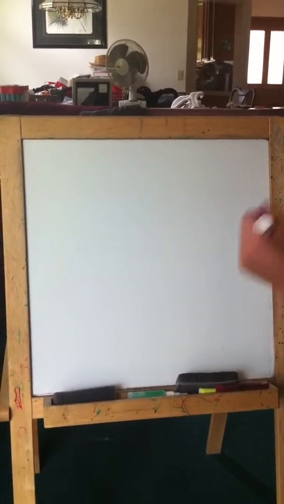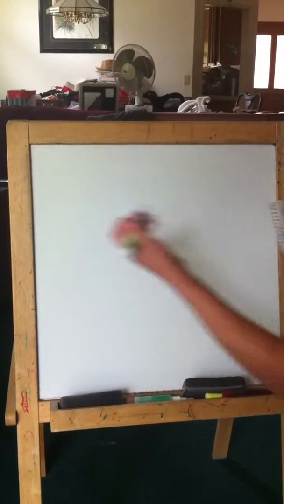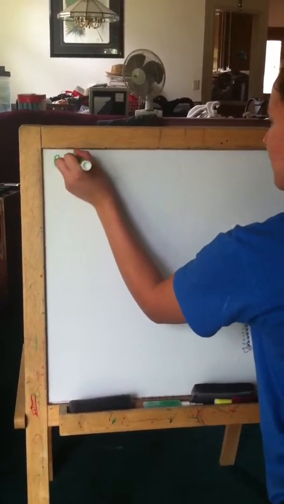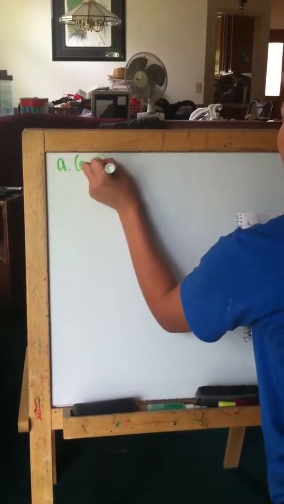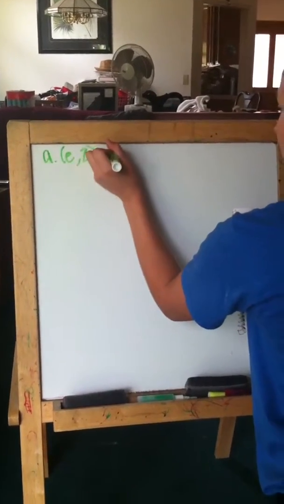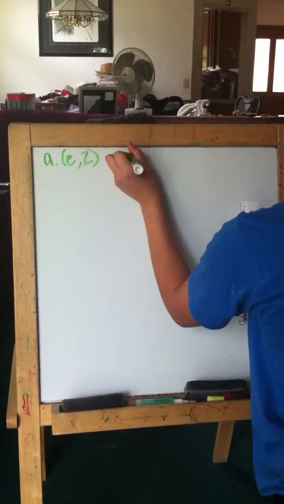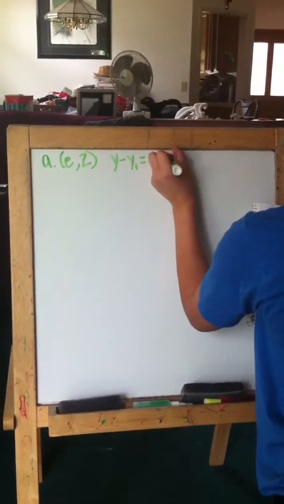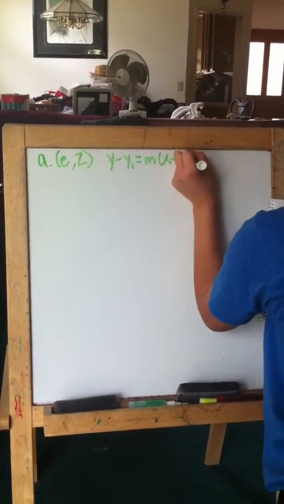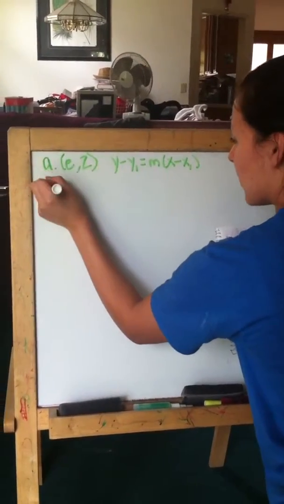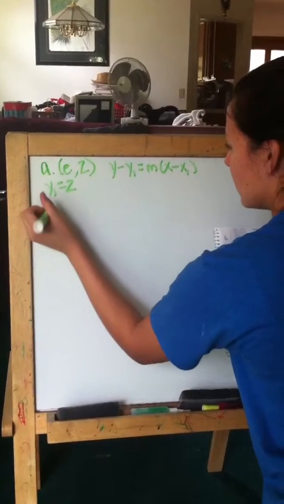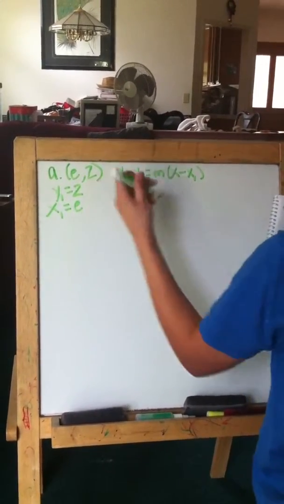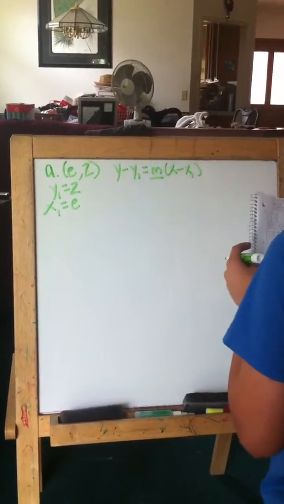So if you have your coordinate, your equation for a tangent line is y minus y1 equals m times (x minus x1). Your y1 equals 2, your x1 equals e from those points, and your m is your slope, which is your derivative.